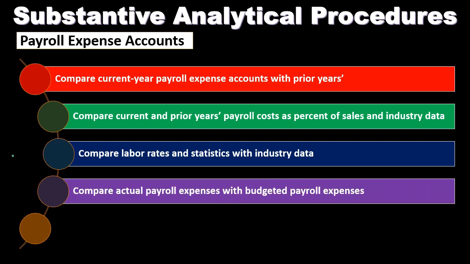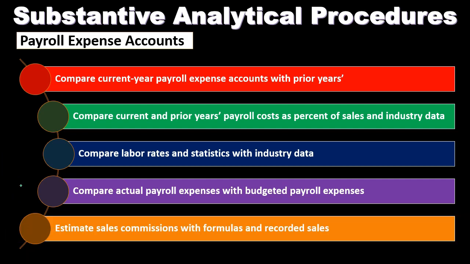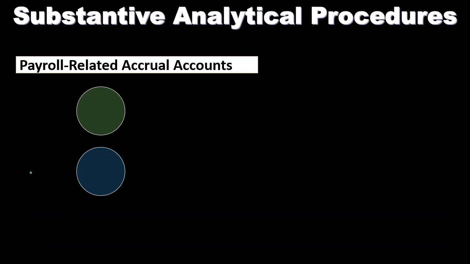Compare accrual payroll expenses with budgeted payroll expenses. So we're going to look at the payroll expenses and compare that to what was budgeted to be in the payroll expenses, and estimate sales commissions with formulas and recorded sales. So we can basically check out the sales commissions, if there are sales commissions, depending on the industry that we're in, and see if they are properly computed as well. We're still considering the substantive analytical procedures.